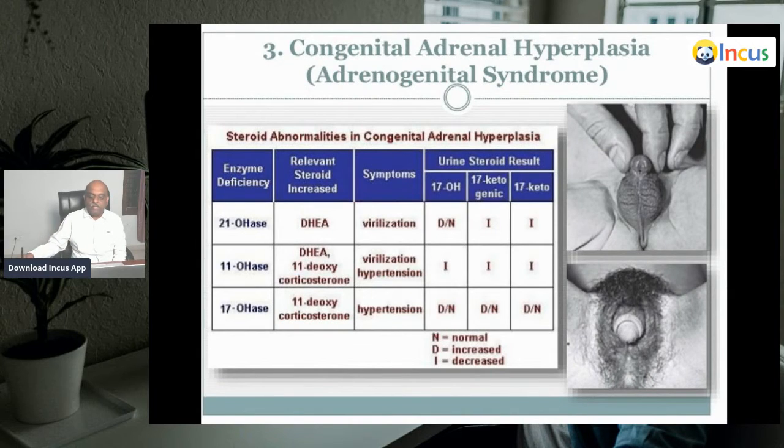So once more, doctor, this is the most important table. You need to remember 21, 11, 17. And in which case mineralocorticoids elevate, in which case testosterone elevates, you ought to be very sure.